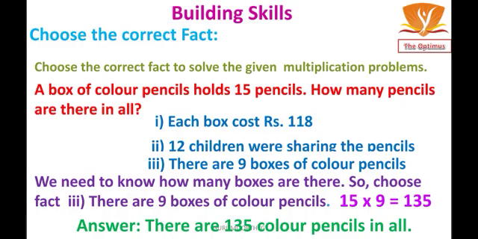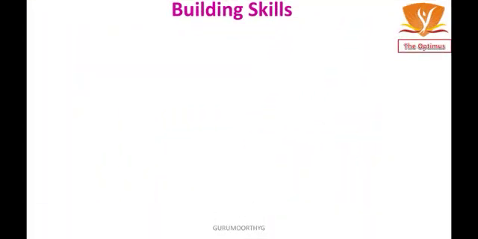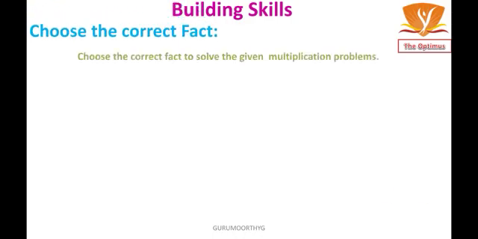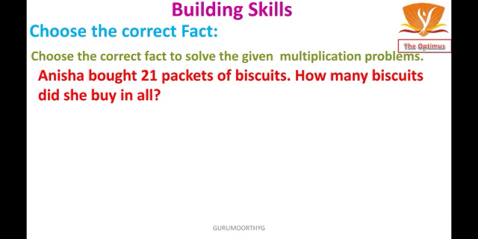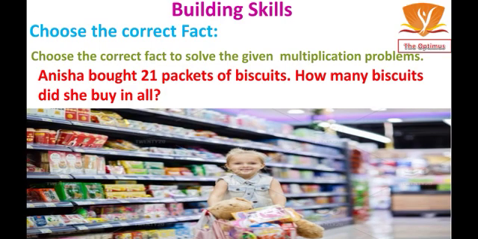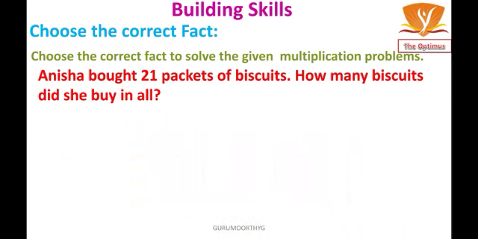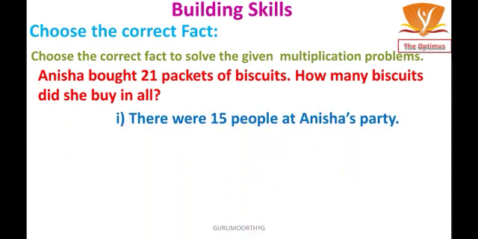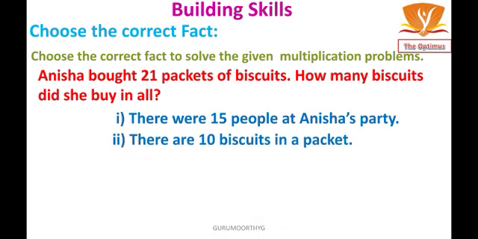One more example for you. Anisa bought 21 packets of biscuits. How many biscuits did she buy in all? Here are the information. Information 1: there are 15 people at Anisa's party. Information 2: there are 10 biscuits in a packet. Information 3: each packet costs rupees 12.